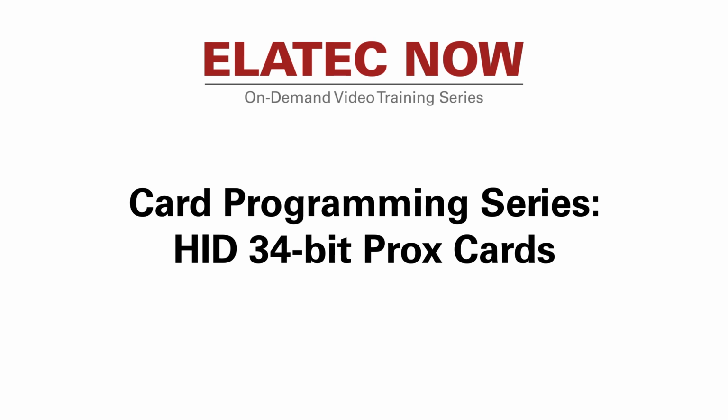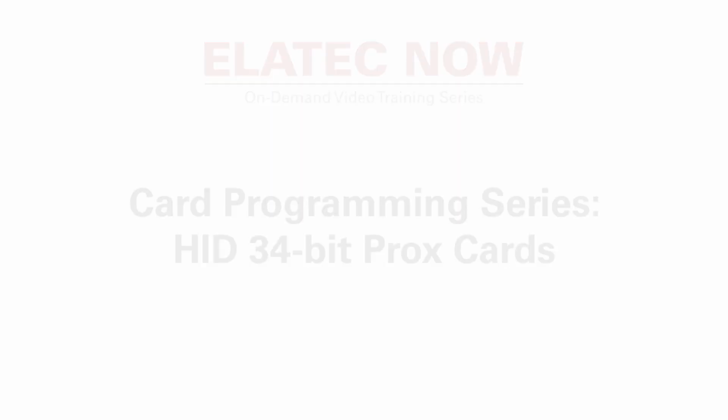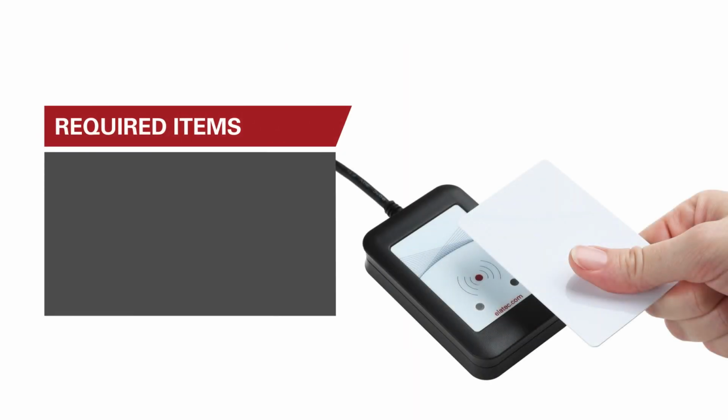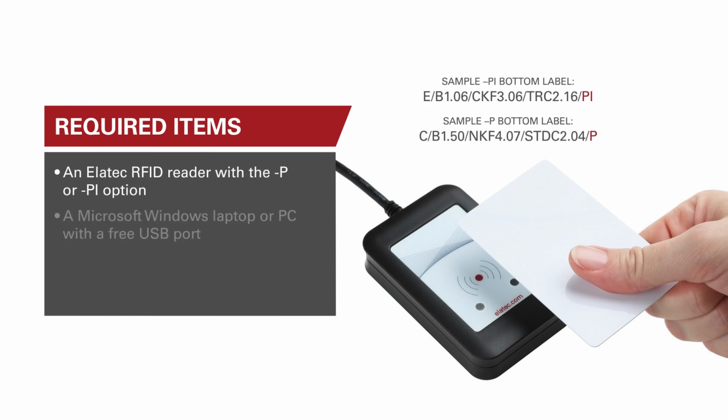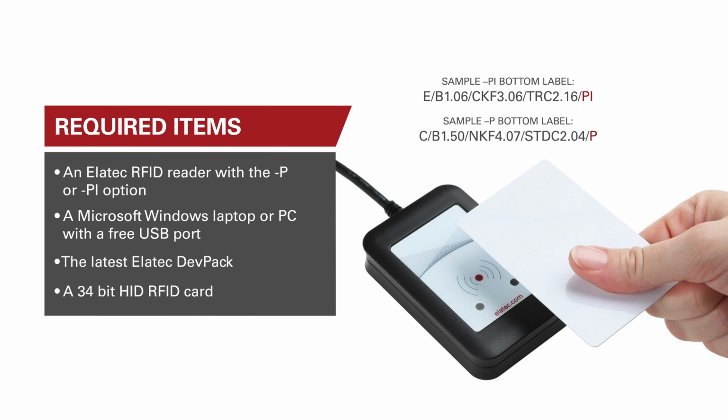In this video, we will demonstrate how to use the App Blaster utility to program an Elatec TWN4 card reader. The required items to follow this training will be an Elatec RFID reader with the -P or -PI option, a Microsoft Windows laptop or PC with a free USB port, the latest Elatec dev pack which can be downloaded at the Elatec website. Please see the link below in the video description. A 34-bit HID RFID card. If you do not know the RFID card type or its bit length, please see our training video on YouTube for performing a tech tracer card analysis.